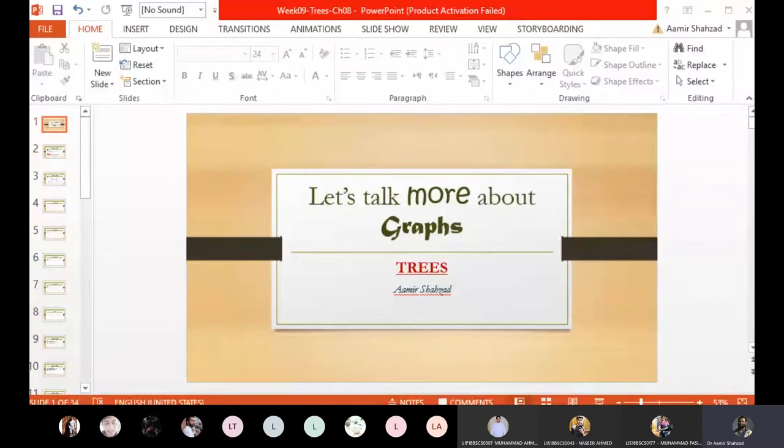So in last class we were discussing graphs. Last week we discussed about graphs. Pichle teen lectures mein hum graphs ko discuss kar rahe the. So today we move on to a special kind of graph, which are called trees. Trees are used in many places. Many of you have studied data structures or are studying them right now. In our programming, many data structures use the tree structure.